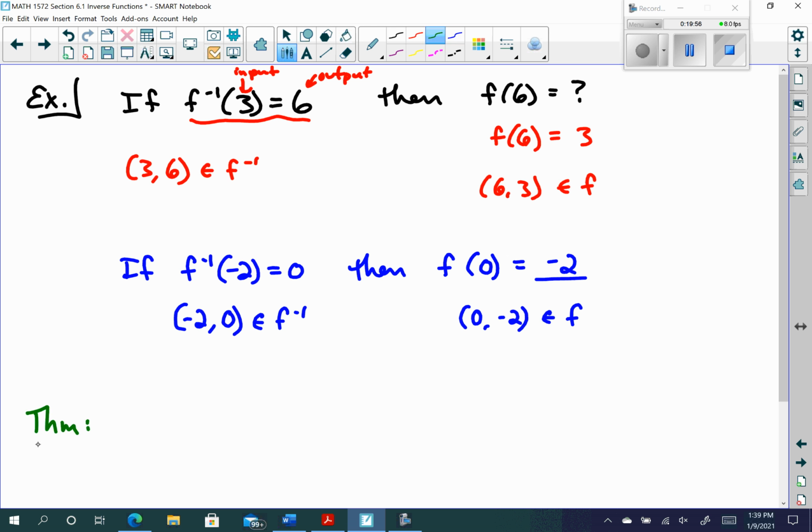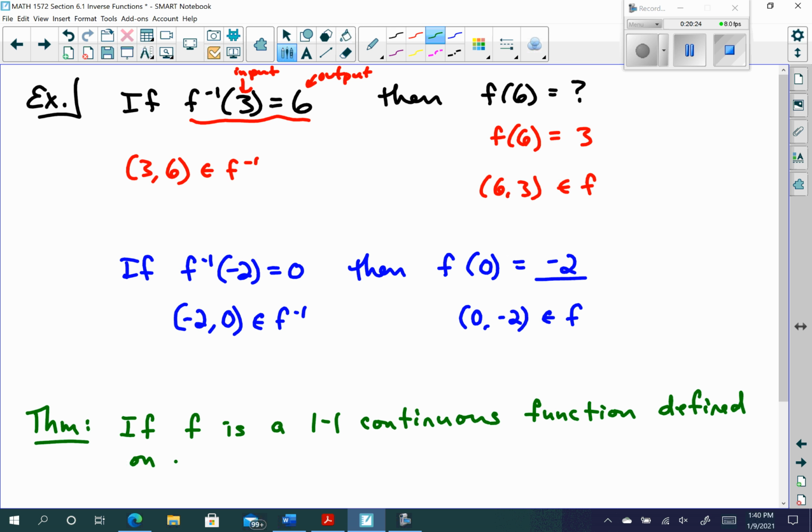This brings us to a short little theorem here. If f is a one-to-one continuous function defined on an interval, then its inverse is also. So if f is a one-to-one continuous function defined on an interval, then its inverse function is also continuous.